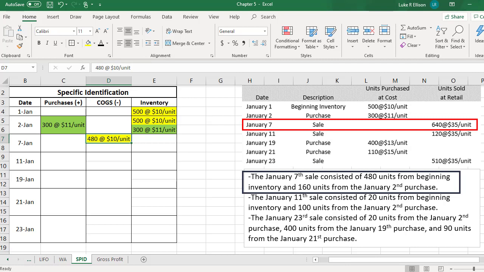And then we have 160 units from the January 2nd purchase. Well, those were the green units at $11 per unit, so we can list those in our cost of goods sold column as well.